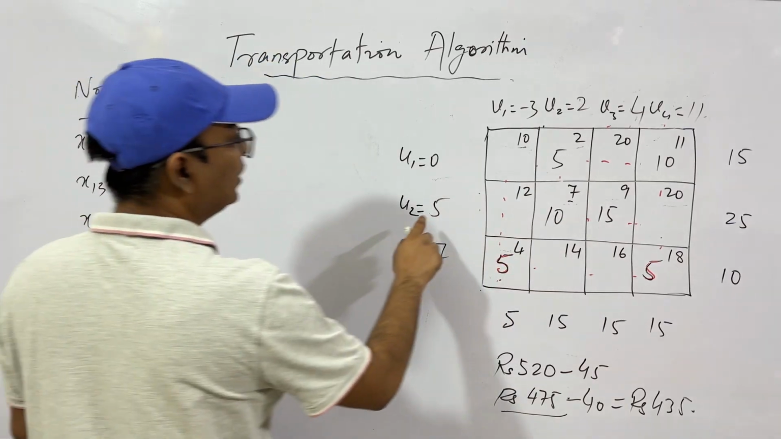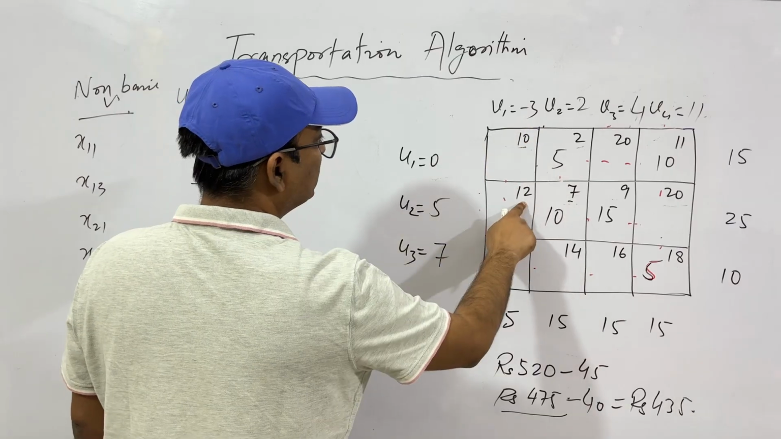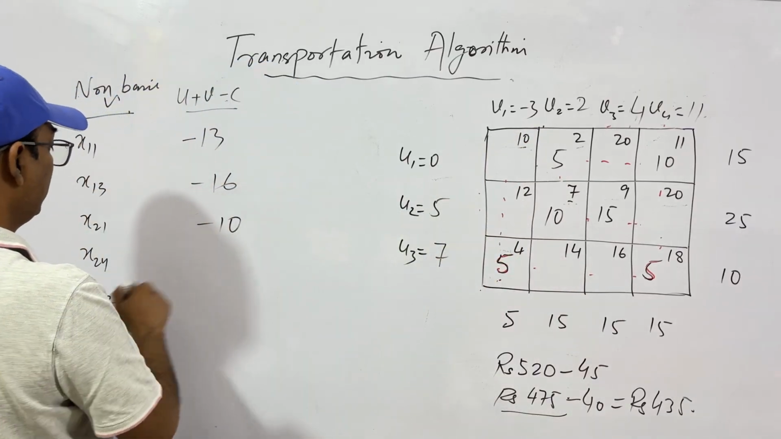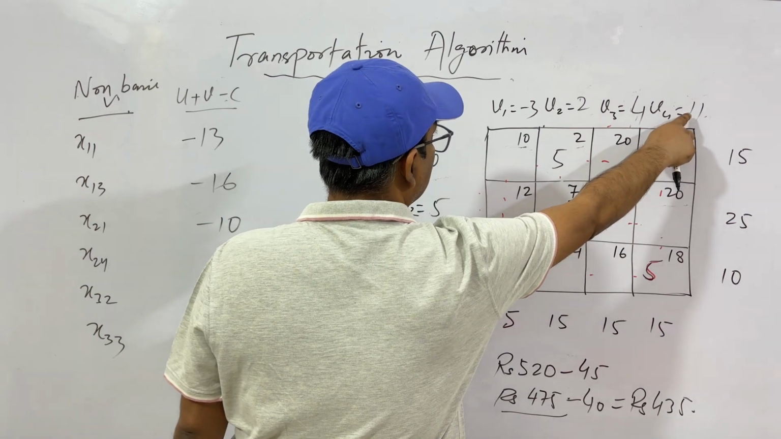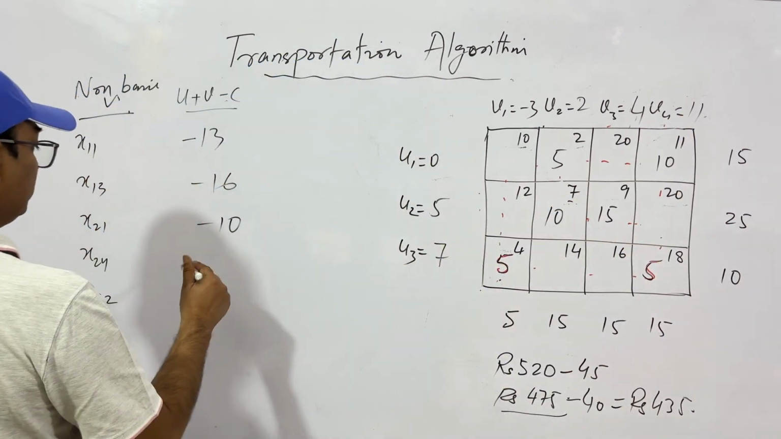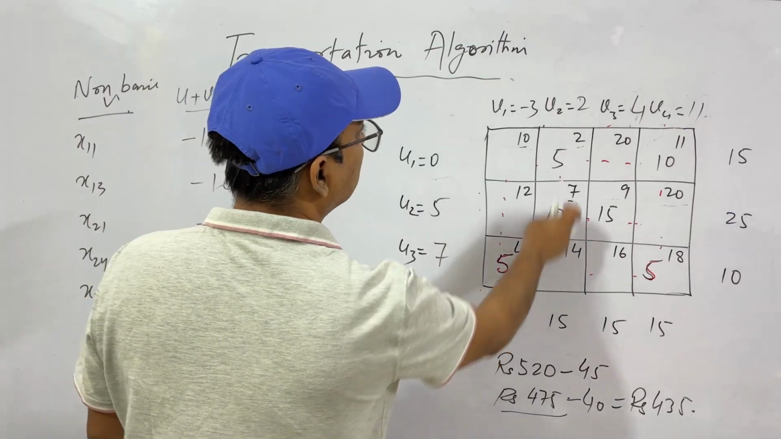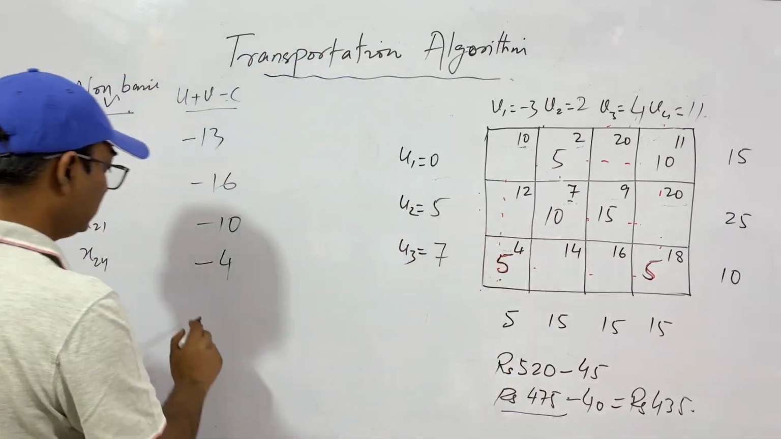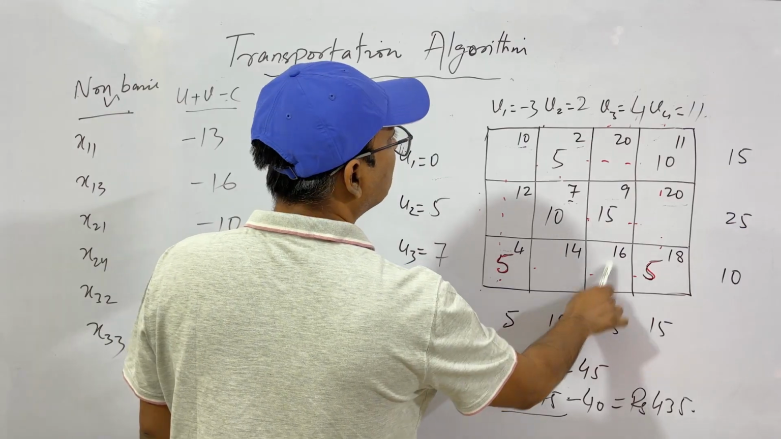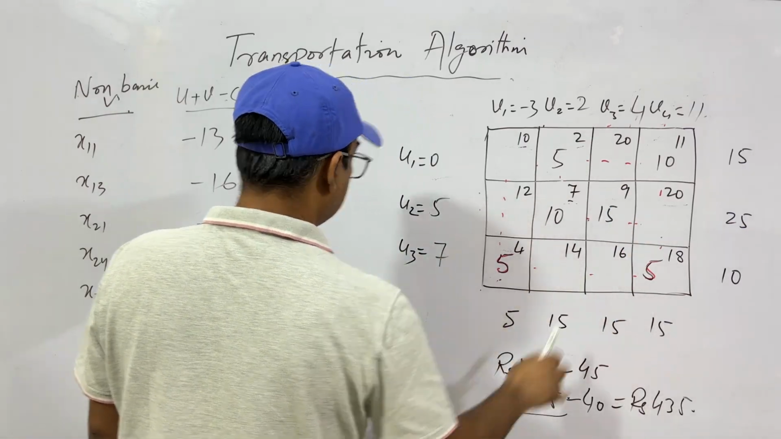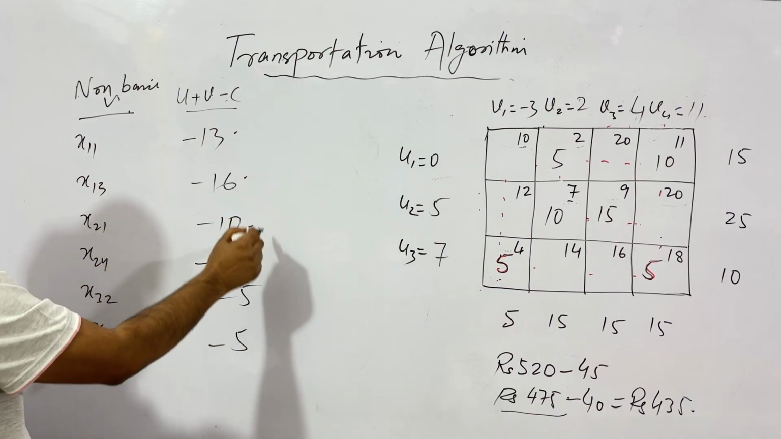For 2,1: 5 minus 3, so it is 2, 2 minus 12, minus 10. For 2,4: it is 5 plus 11, 16 minus 20, it is minus 4. For 3,2: 7 plus 2, 9, 9 minus 14, that is minus 5. For 3,3: 7 plus 4, 11 minus 16, minus 5. Now you see all the values are negative.